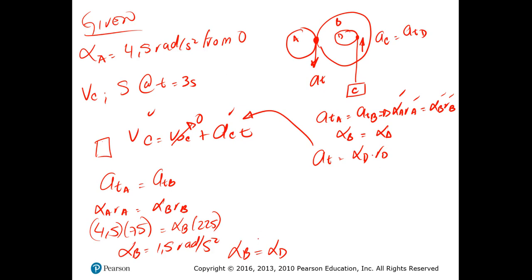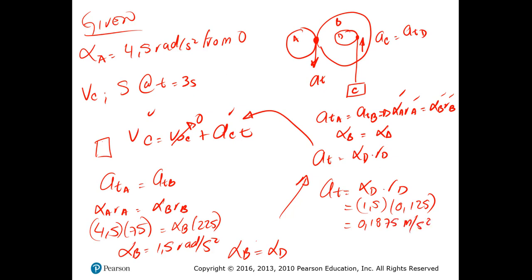Now that I have alpha B, which equals alpha D, I can calculate the tangential component right here. a_t equals alpha D times R_D, where alpha D equals 1.5 radians per second squared, and that multiplies R_D, which is 0.125. When I multiply that, I get that this equals 0.1875 meters per second squared.